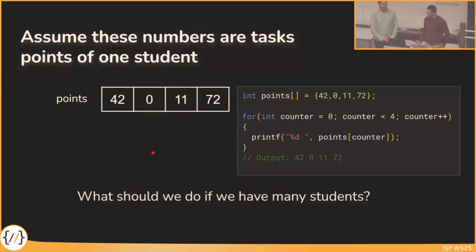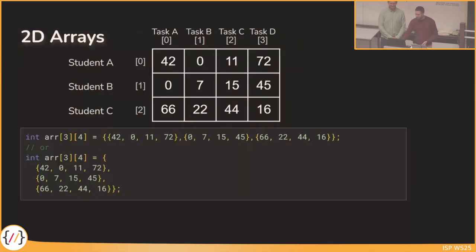But now let's assume that we do not have just one student, but multiple students. Then we have multiple points and multiple students. So this would then result in a two-dimensional array. This could look like this. We then have multiple rows, and each row would represent one student, so student A, B, and C. Again, starting the index with 0, then 1 and 2. And again, we have 4 different elements per row, which represent the points per assignment, starting again with 0, then 1, 2, and 3.